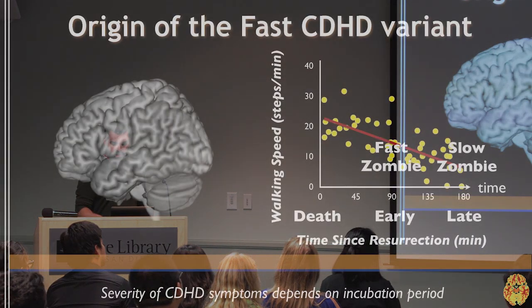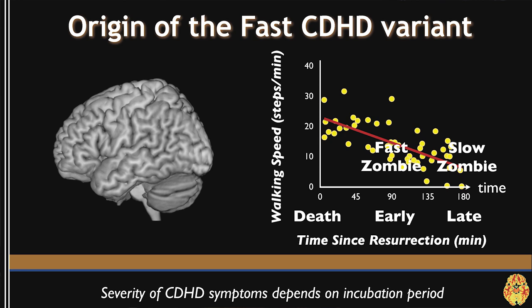And so we came up with this hypothesis, the time to resurrection hypothesis for fast versus slow zombies, where you look at the movies and you have walking speed plotted on the y-axis, we totally made this up, and the resurrection time on the x-axis. When the resurrection time is very fast, you have fast zombies, and when the resurrection time takes days, you have very slow zombies. So there's an incubation period effect here. That's just making everything up. I can't go with it.